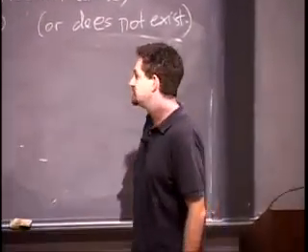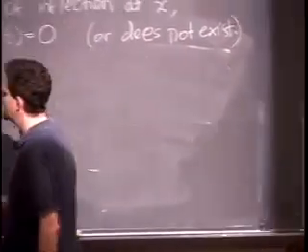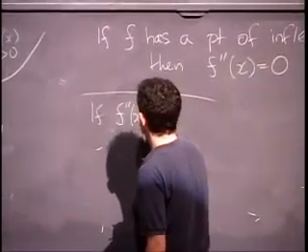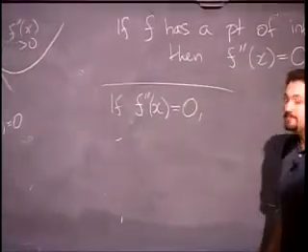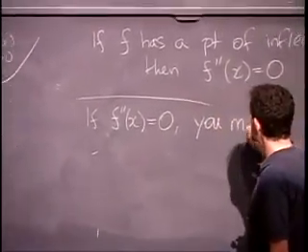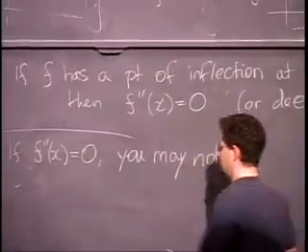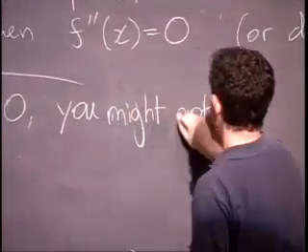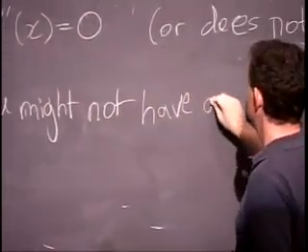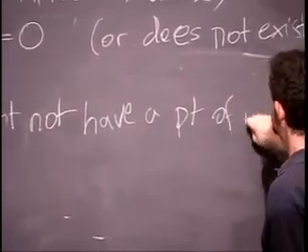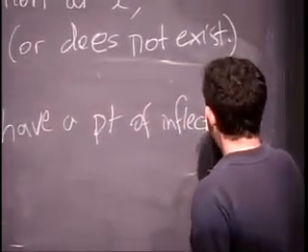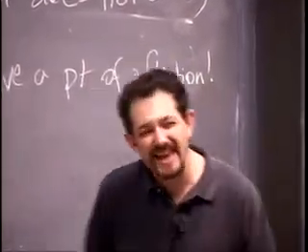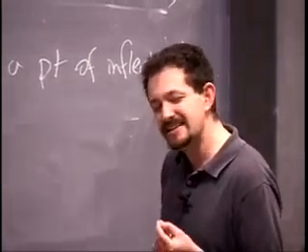Now, I have to tell you something quite important. If the second derivative is 0, you may not have an inflection point. Or you might not is a better word. Okay, so all you are doing, if you know that f double prime of x equals 0, you have a potential candidate for an inflection point, but it is not necessarily an inflection point.